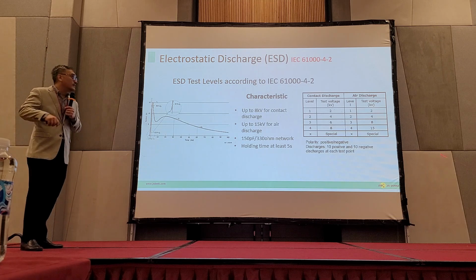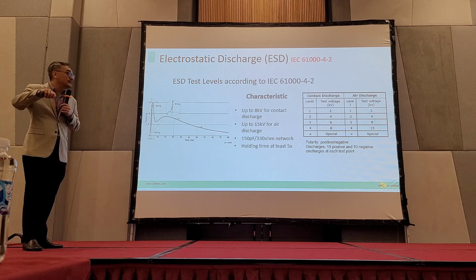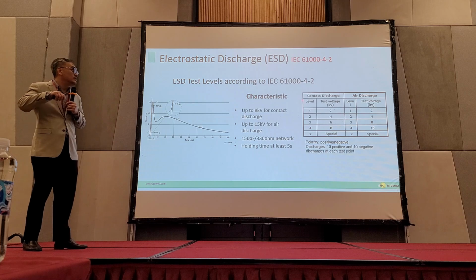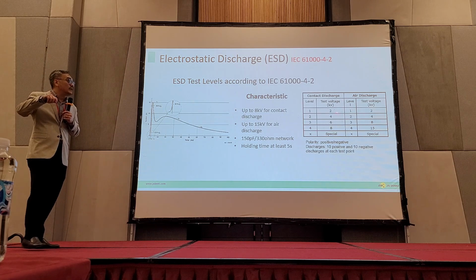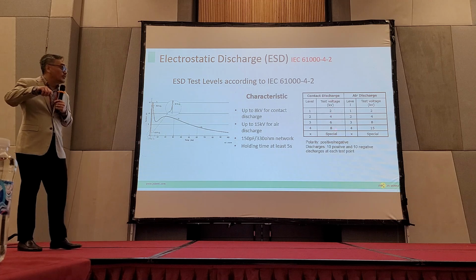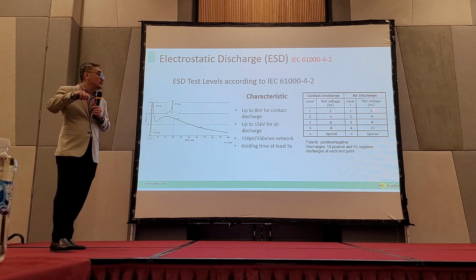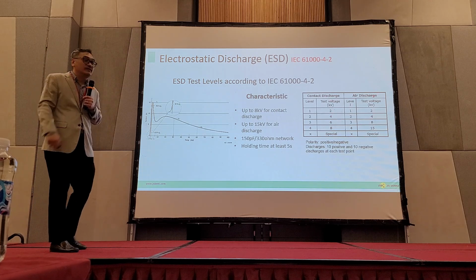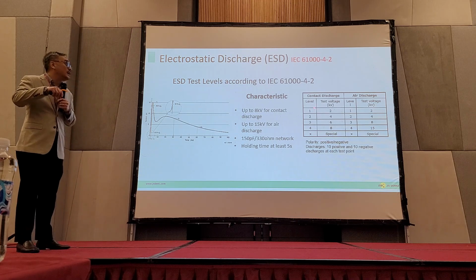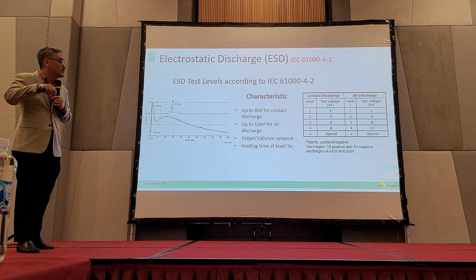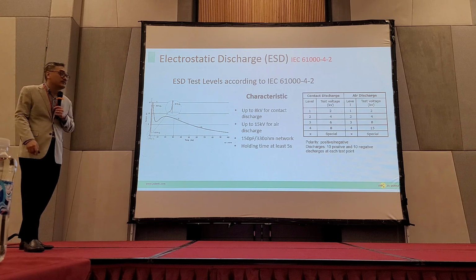The testing is defined in 61000-4-2. A few test levels that we need to do are either level 1, level 2, level 3, or level 4. We have 2 kV, 4 kV, 6 kV for contact discharge. For air discharge, we are testing 2, 4, 8, and 15 kV. Kilovolts. It depends on what product, then you will use different test levels.